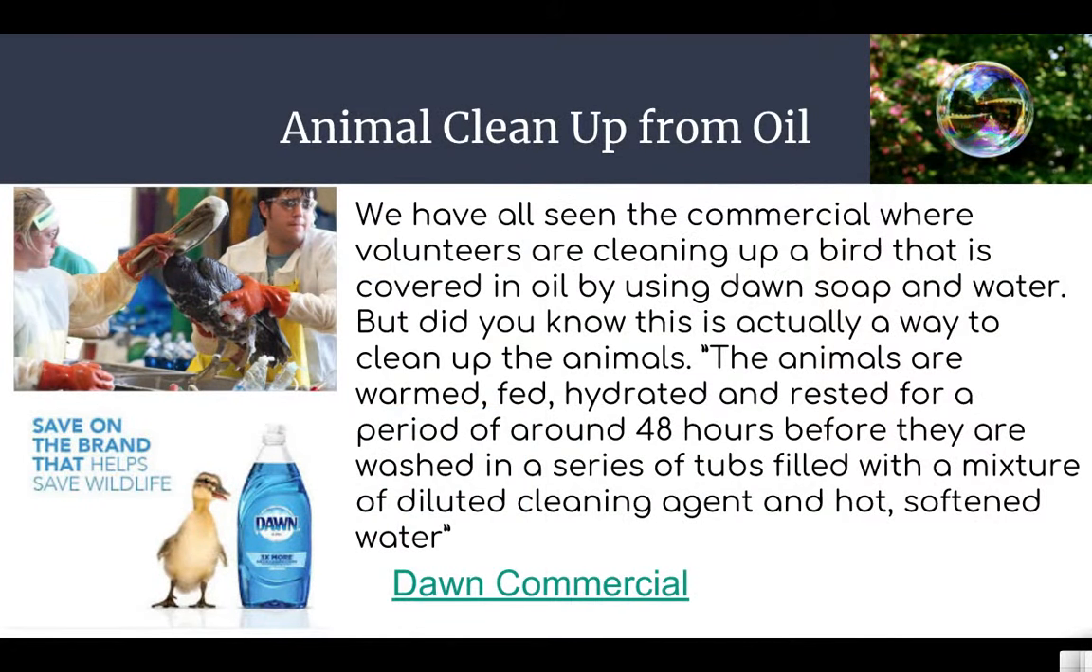Animal cleanup from oil. We have all seen the commercial where volunteers are cleaning up a bird that is covered in oil by using Dawn soap and water. But did you know this is actually a way to clean up animals? The animals are warmed, fed, hydrated, and rested for a period of around 48 hours before they are washed in a series of tubs filled with a mixture of diluted cleaning agent and softened hot water.